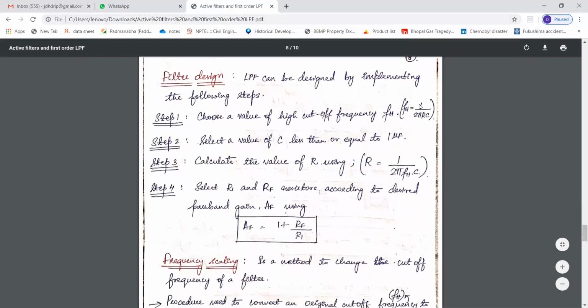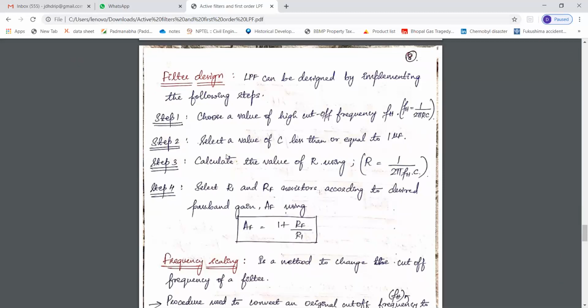Now we are going to choose a value for this particular frequency, that is the cutoff frequency. Then the next step is we are going to select the value of C such that it is lesser than or equal to 1 microfarad. So this is the second step. First step is to select a value for the higher cutoff frequency. Second step is to select a value for the capacitor which is lesser than or equal to 1 microfarad. Probably it would be 0.01 microfarad.